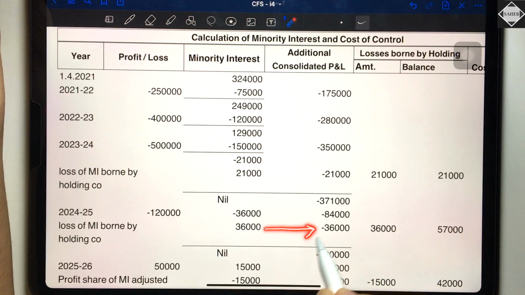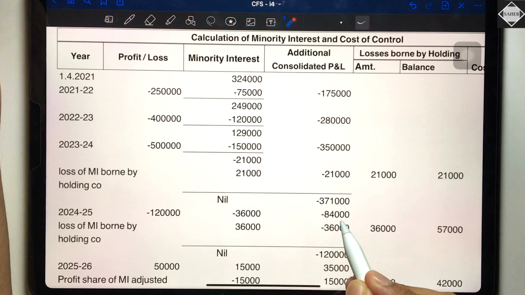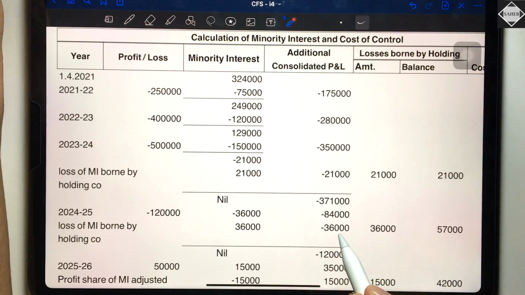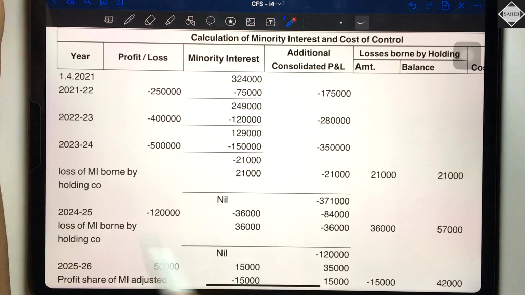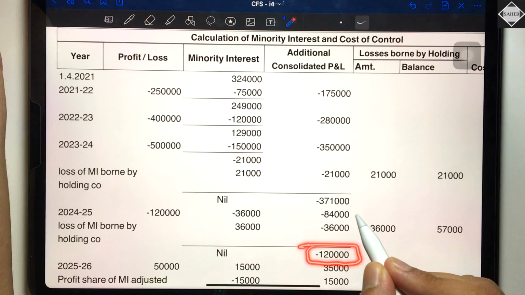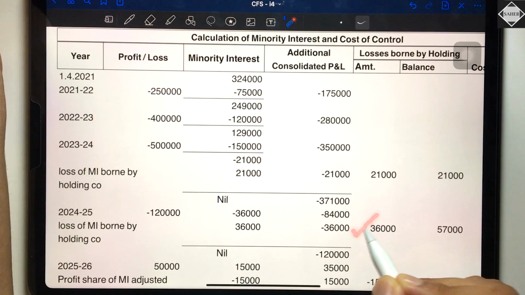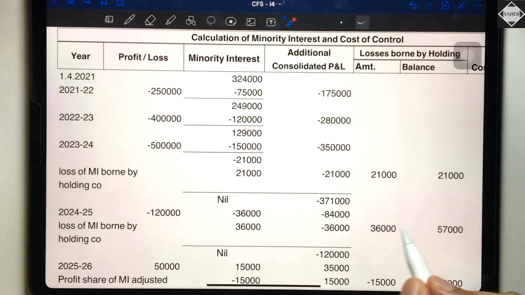This 36 will flow over here, and this 70% is also there, 84,000. Right. So this 36 will flow over here, 36,000. And then in this year now, how much impact has gone in 2024-25? How much impact has gone in the consolidated P&L for holding company? 1,20,000. How 1,20,000? 84 is the share of holding only, and then minority share in losses is also borne by holding only. Okay, fine. So that's what it is. And then recording will be done.